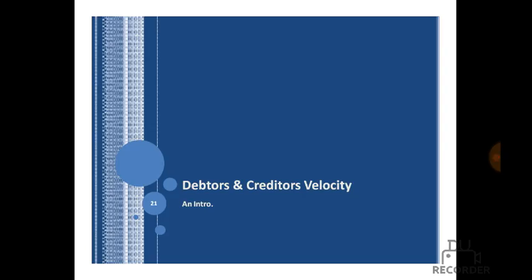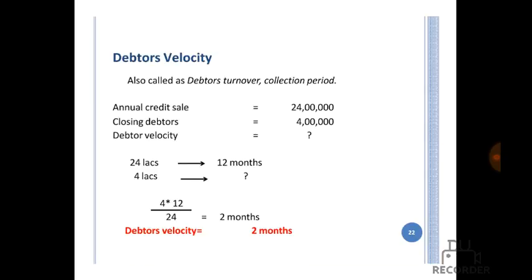Debtors and creditors velocity. Debtors velocity is also called debtor turnover or collection period. In day-to-day business, the organization sells goods to customers on credit, and the customer makes the cash payment within some fixed period. The fixed period is called velocity. The fixed period may be 1 month or 2 months, whatever. We have to know the clear definition of debtor velocity.